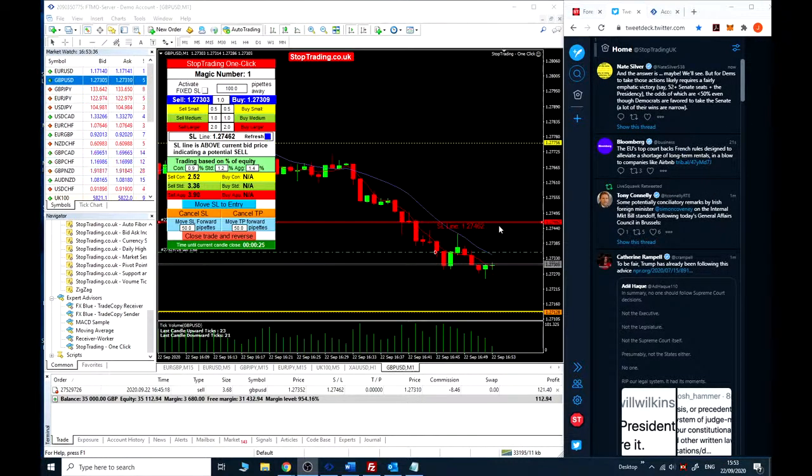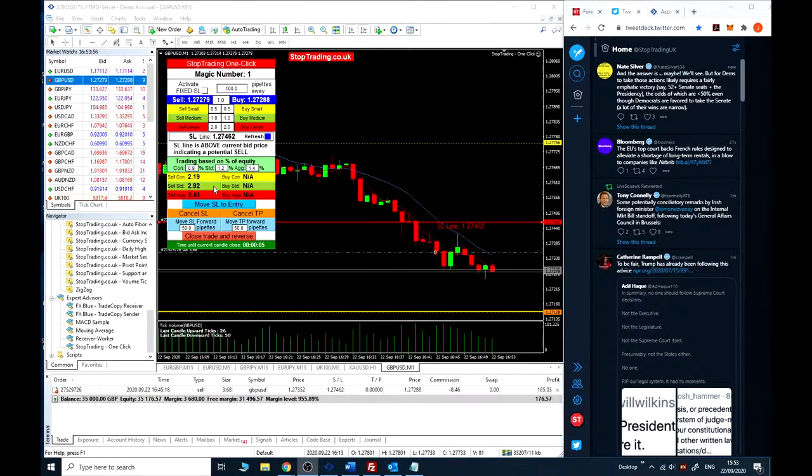So based upon an FTMO challenge where you wouldn't want to lose any more than 5% per day, because that would violate the rules, what that would allow you to do is, if you're trading at 0.9% of your balance, when you factor in commissions as well, it's slightly less than 1%.